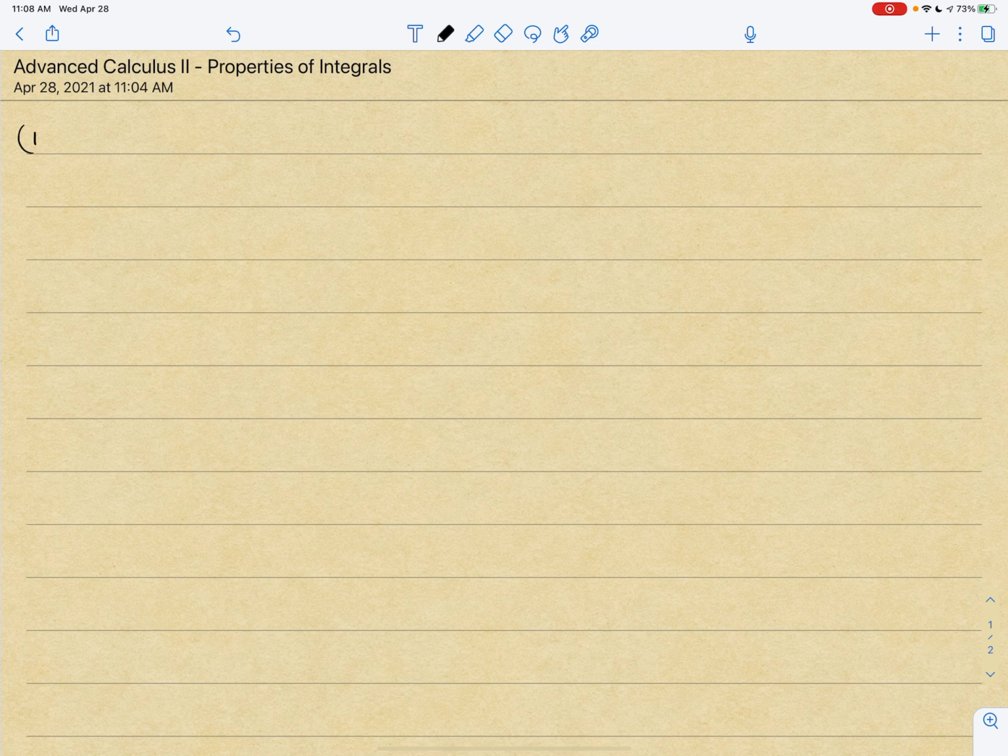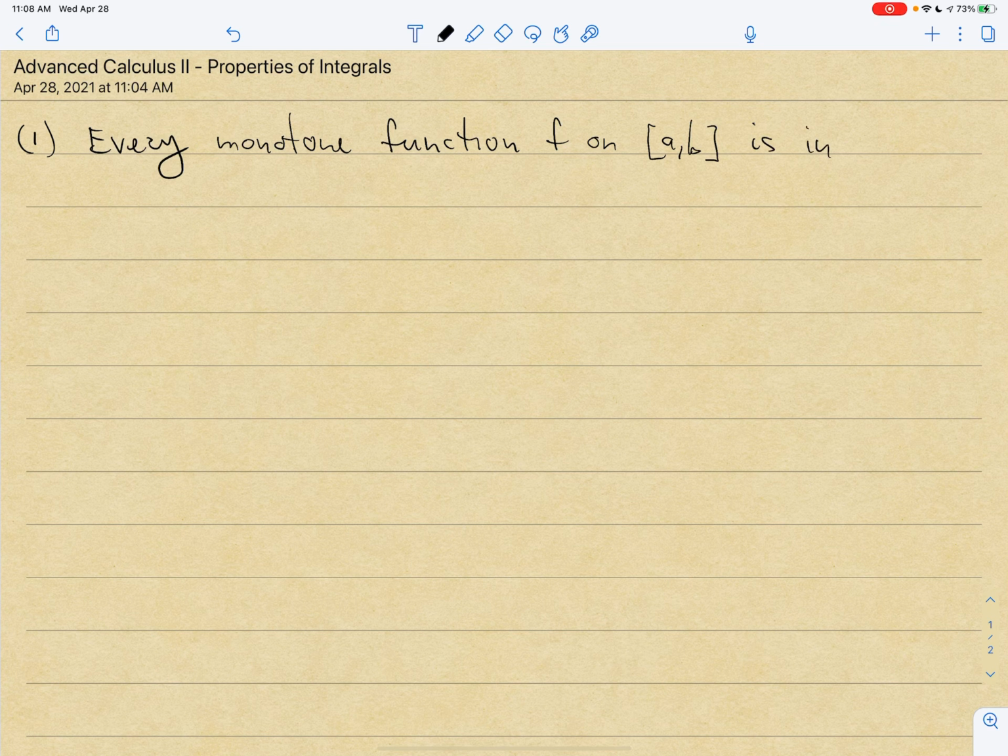So number one, every monotone function f on [a, b] is integrable. Proof.